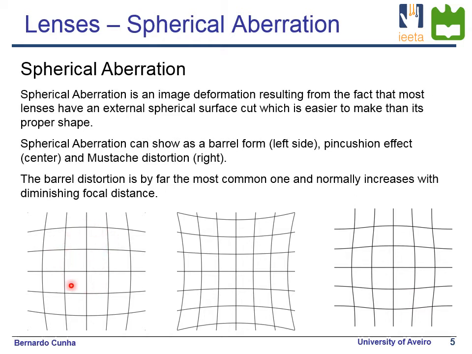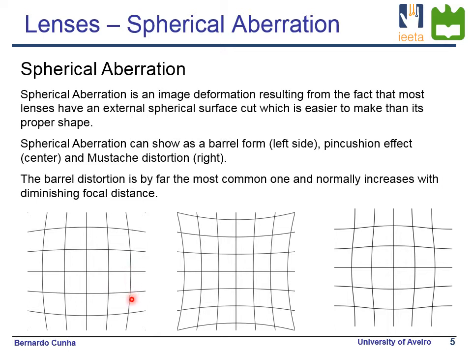On the left, you can see what we call the barrel spherical aberration. It looks like a barrel actually. In the center, you can see the pincushion effect. It's like a net with a weight in the center. And on the right is a less common form of spherical aberration called the moustache distortion. By far, especially in low-cost visual systems, the barrel effect is the most common spherical aberration you can find in your system.